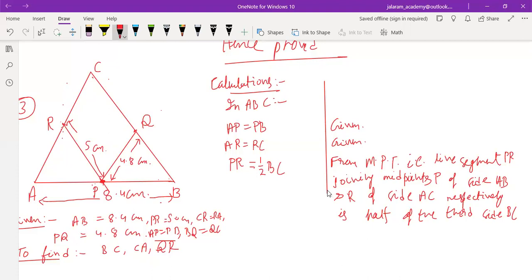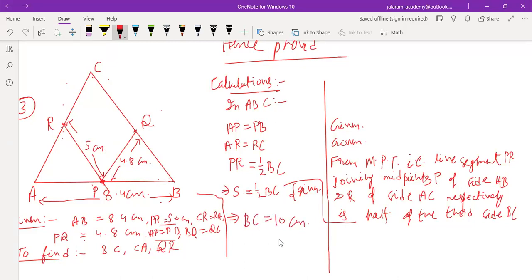So PR equals half BC, which is again equal to, as we know that PR is 5, it is given in the question, 5 equals half BC. You can write the reason as "given", but only after this line, as we have less space. So I have written in this method. Now cross multiplying, 5 twos are 10. So BC equals 10 centimeter is the answer of the first part. Is that clear to everyone?